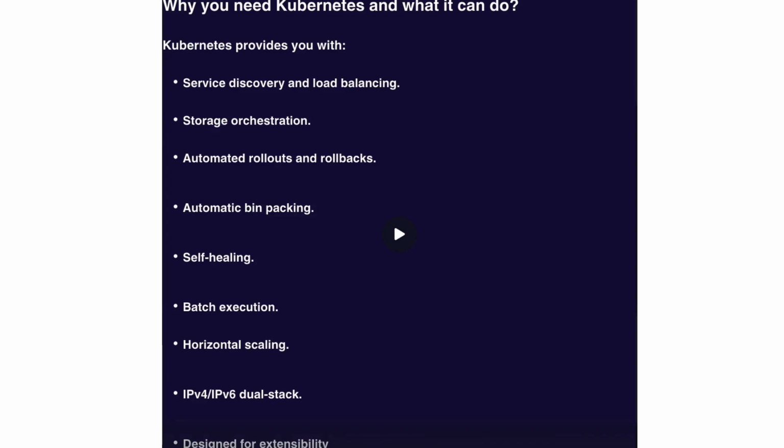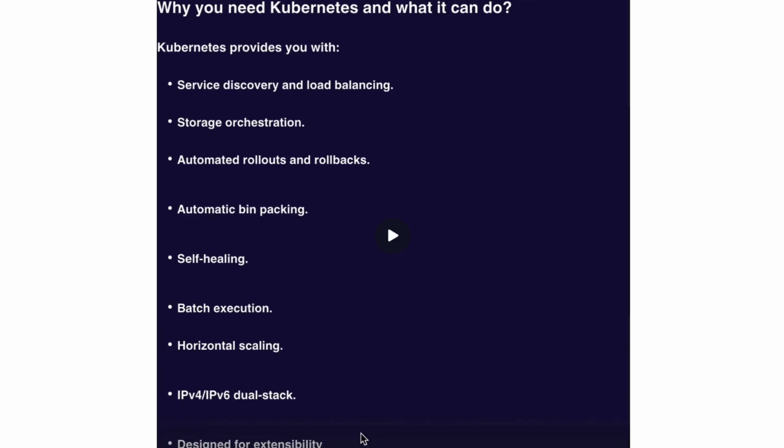Batch execution. Kubernetes is pretty cool. Not only can it handle your services, but it can also manage your batch and CI workloads. And if any of your containers fail, Kubernetes has got your back by replacing them for you. Horizontal scaling. Scale your application up and down with a simple command, with a UI, or automatically based on CPU usage.